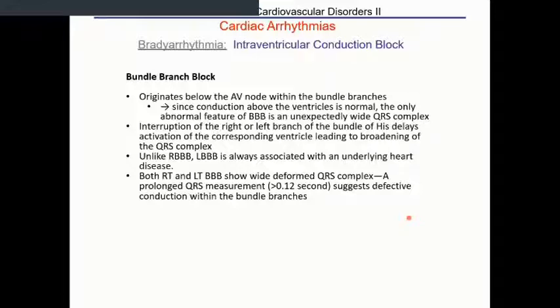Unlike right bundle branch block, left bundle branch block is always associated with an underlying heart disease. A right bundle branch block can be benign. However, if you have a diagnosis of LBBB, you should consider an underlying heart problem. Both right and left BBB should show a wide deformed QRS complex. So the QRS complex is the problem in the ECG tracing. It will show a prolonged QRS measurement greater than 0.12 seconds, which is suggestive of defects of conduction within the bundle branches.